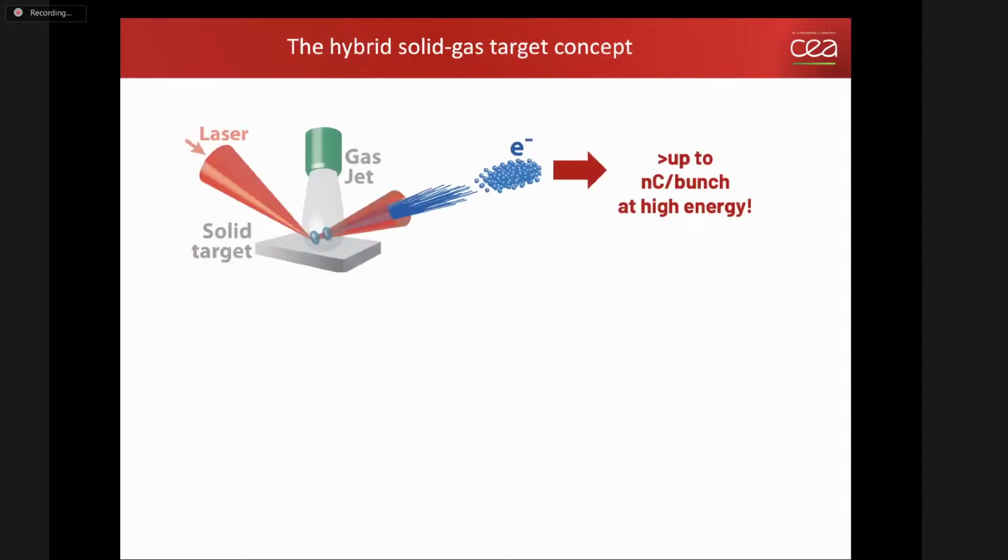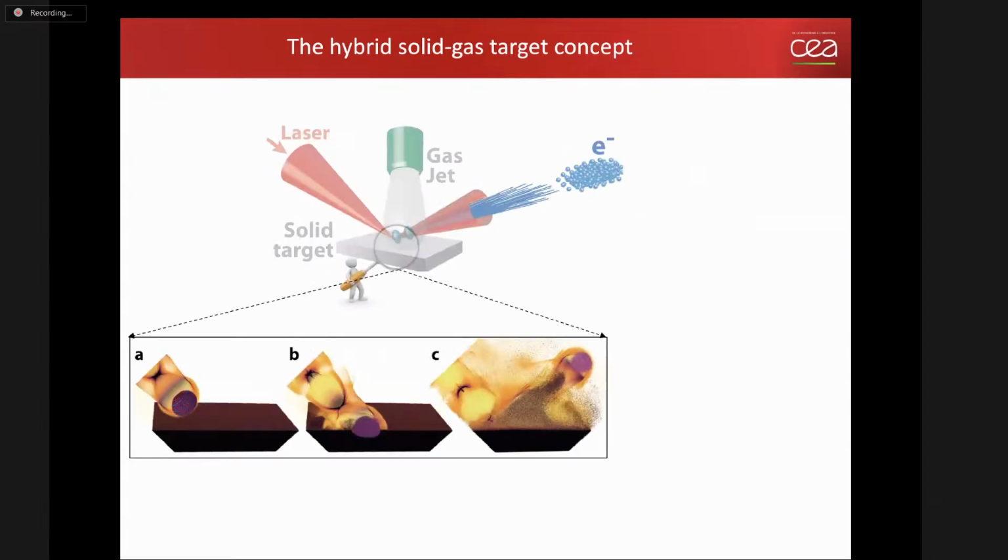And to achieve this, we recently proposed a novel concept, which we dubbed hybrid gas and solid targets, that are sketched here. The principle is really simple. You focus a high power laser onto this target. First, it will interact with the plasma mirror, and the plasma mirror offers orders of magnitude more charge density than the gas medium. And so you will eject high charge sub-femtosecond electron bunches from the plasma mirror. And after reflection of the laser, these electrons will be trapped in the wakefield created by the reflected laser in the gas part. And this has been sketched here.